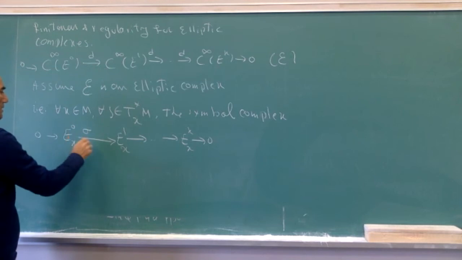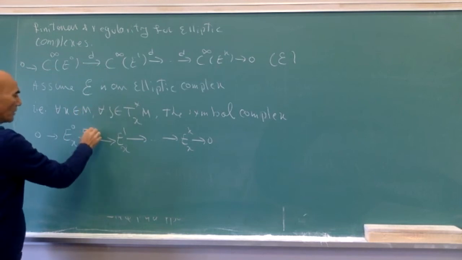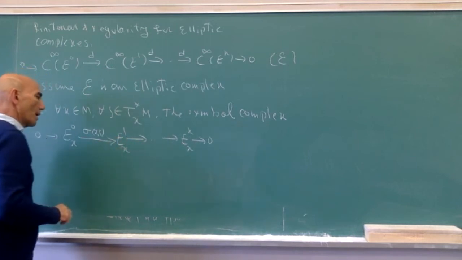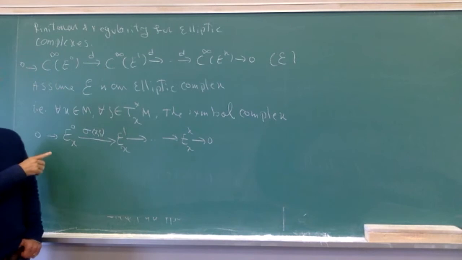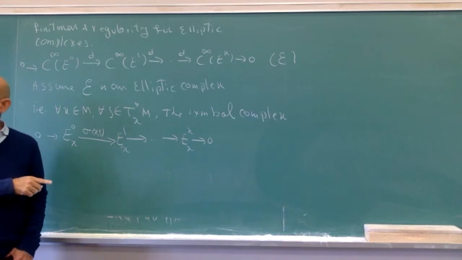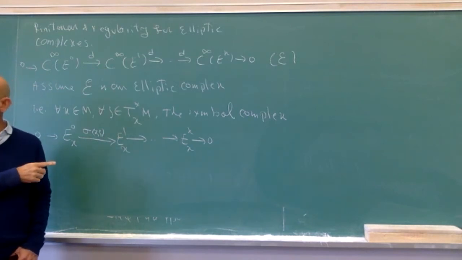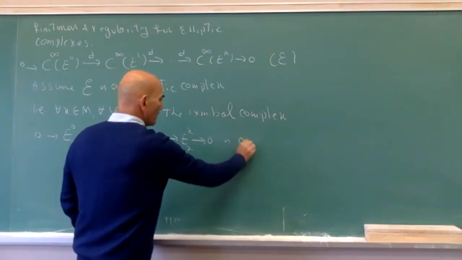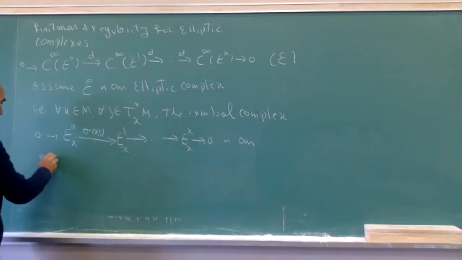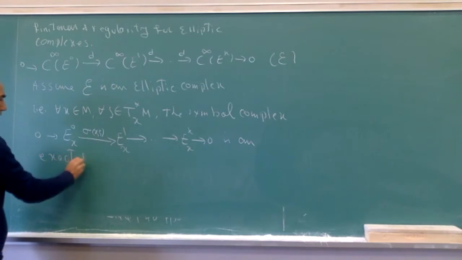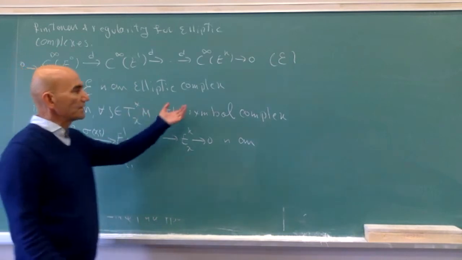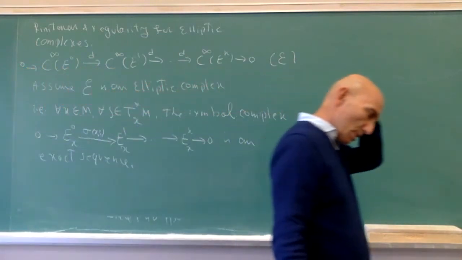So these are symbols. I don't know, I just denoted them by x and c. Remember, and so on. So this is an exact sequence of vector spaces, and these are finite dimensional vector spaces. That was the definition of an elliptic complex.